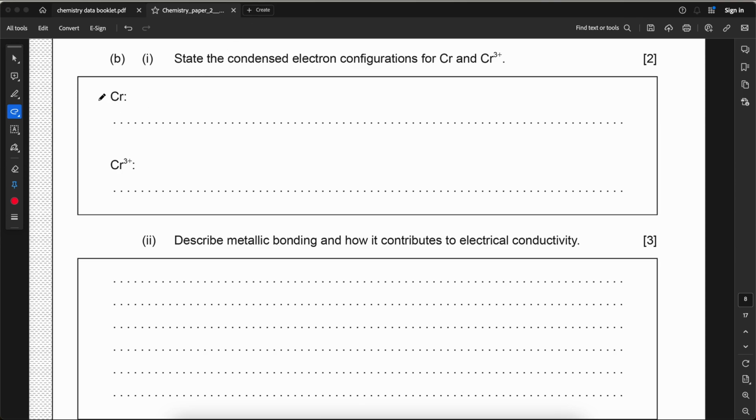Cr has electron number 24, and for Cr3+, now it becomes 21 because it loses 3 electrons. So the electron configuration will be 1s2, 2s2, 2p6, 3s2, 3p6, 4s1, 3d5, or [Ar] 4s1 3d5, and for Cr3+, 1s2, 2s2, 2p6, 3s2, 3p6, 3d3. So [Ar] 3d3.